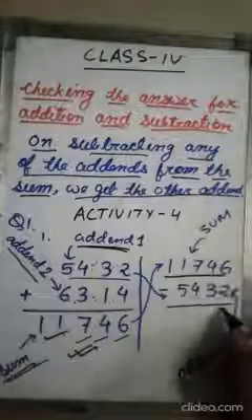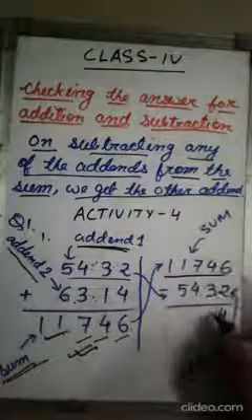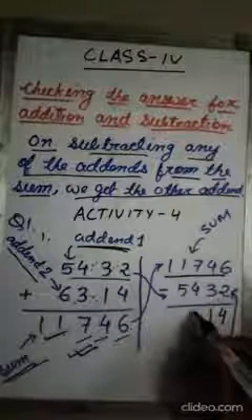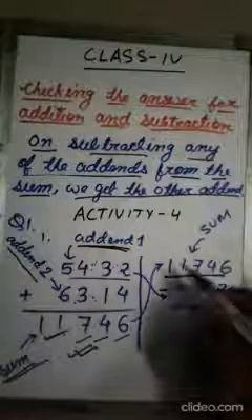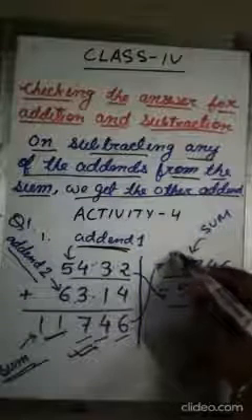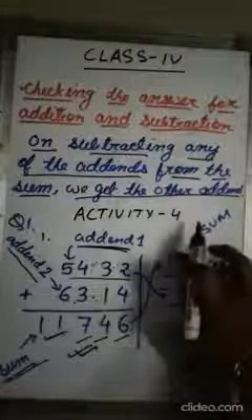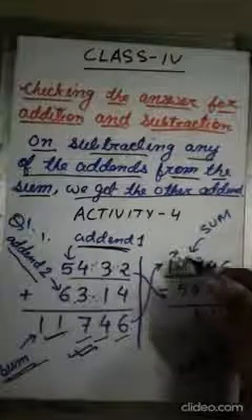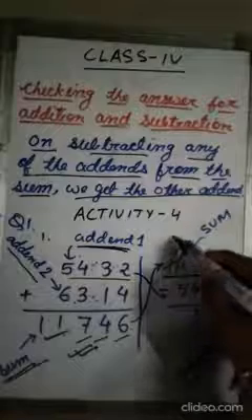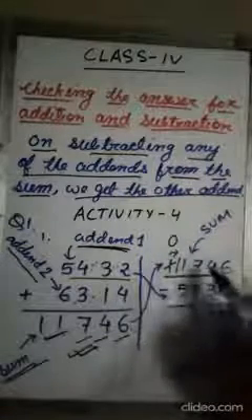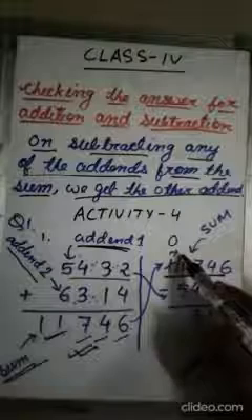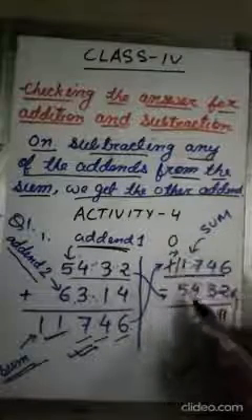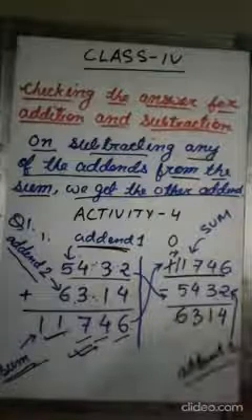6 minus 2 is 4. 4 minus 3 is 1. 7 minus 4 is 3. If I take 1, that is 11 already. You do not need to do this, but if you want, you can. If I borrow 1, it becomes 11. This 1 will become 0. 11 minus 5 is 6.